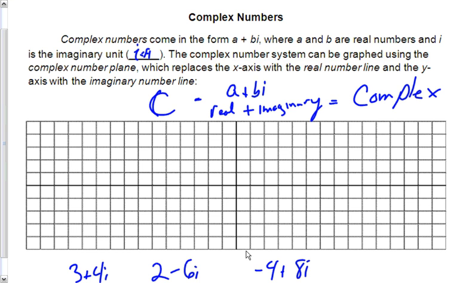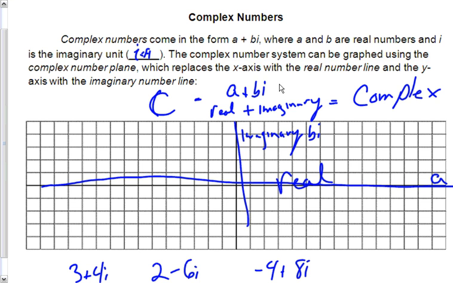So we normally have an xy axis, but now we're going to change this axis. We're going to call this the real axis. That's the left and the right one here. Okay, the a-axis, or x, as we usually call it. The up and down axis is the imaginary, the bi axis. So believe it or not, our complex numbers can be graphed real, then imaginary. They give us points.